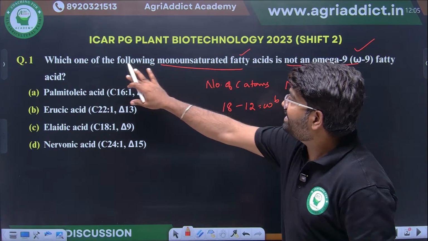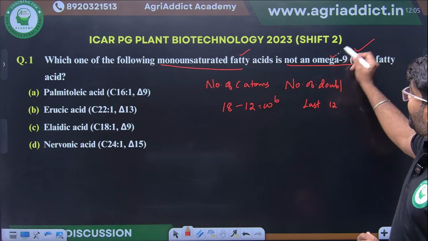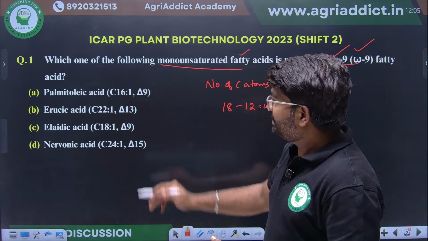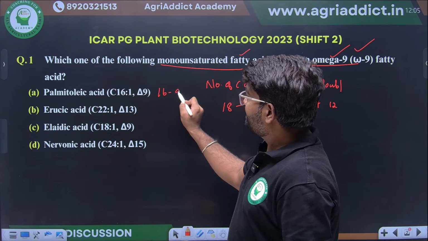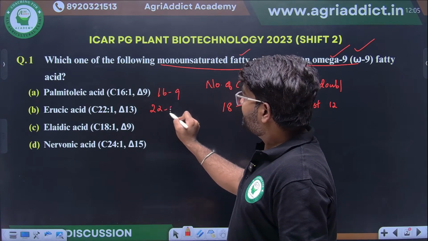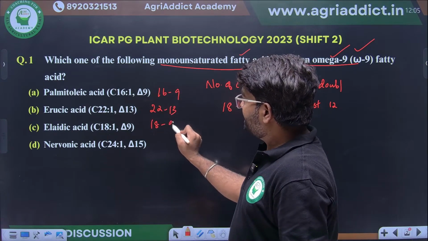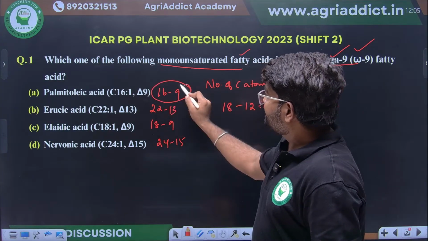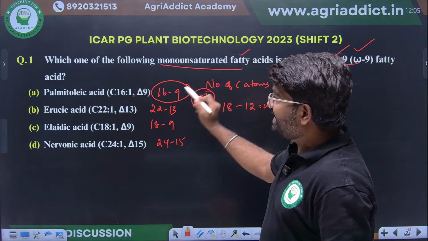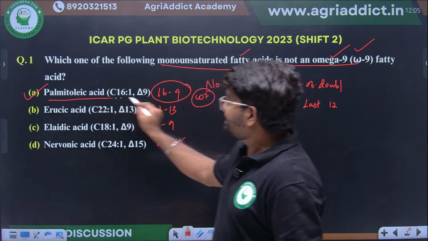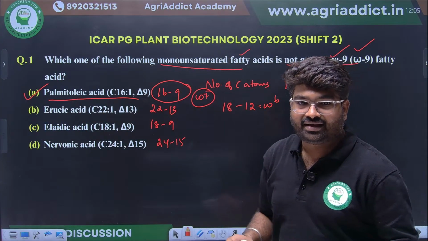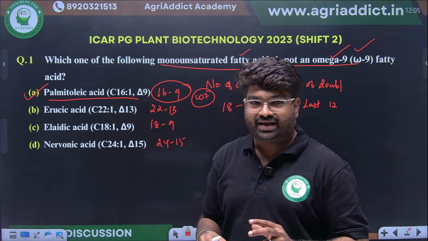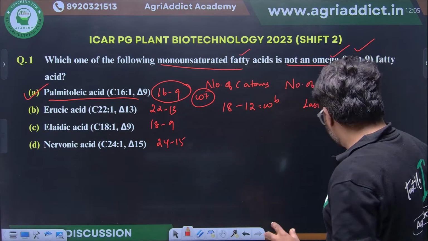So now here they are asking which is not an omega-9 fatty acid. Simple thing. 16 minus 9, 22 minus 13, 18 minus 9, 24 minus 15. So this is an omega-7 fatty acid, clear? So palmitoleic acid is an omega-7 fatty acid and it's not an omega-9 fatty acid. Yes, this is the simplest form.